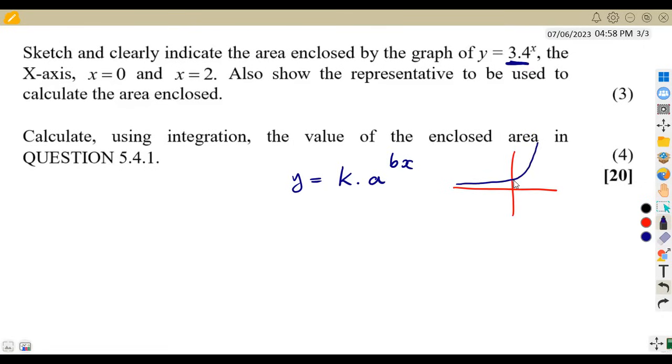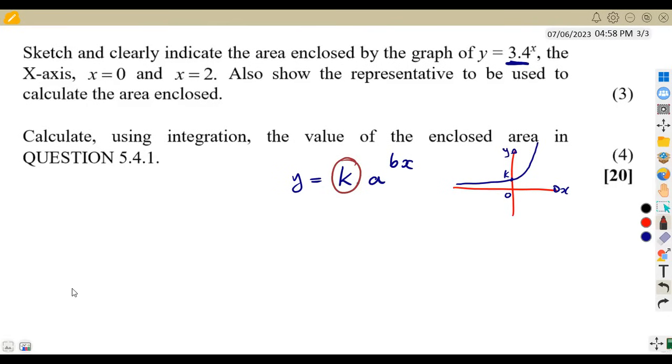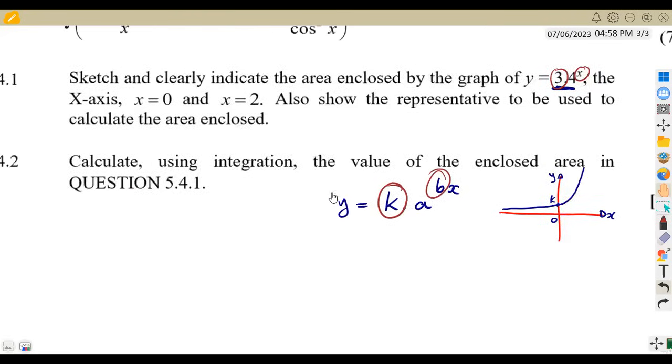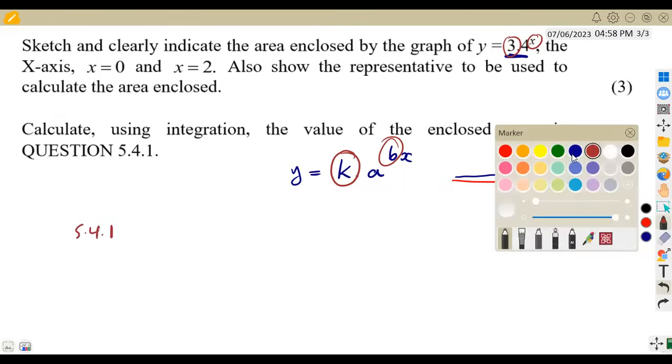So it passes through the point k. Like I said, this is k, where we are having the y-axis, x-axis, and this is 0. So if you consider here, we are going to see that there is a k, which is our 3 in this case. The exponent is positive, just like this part. When it is positive, we are having the same shape or the same graph. All right. So that was our question 5.41. So 5.41, we are going to have it this way. We had this one before.